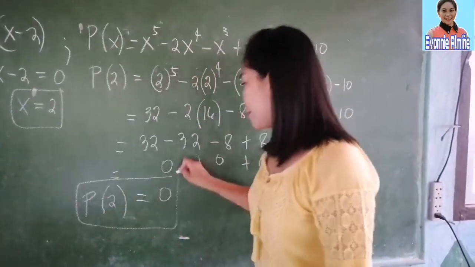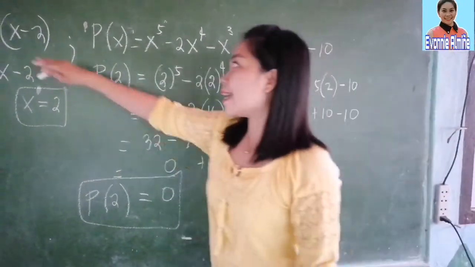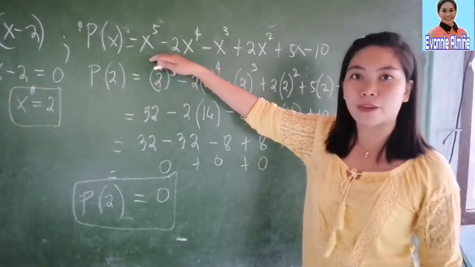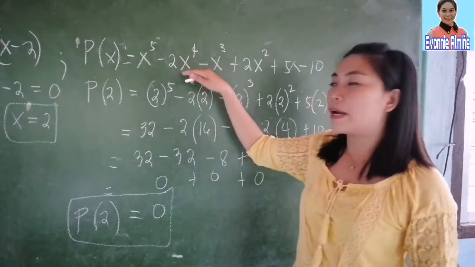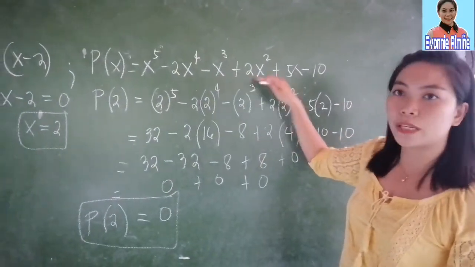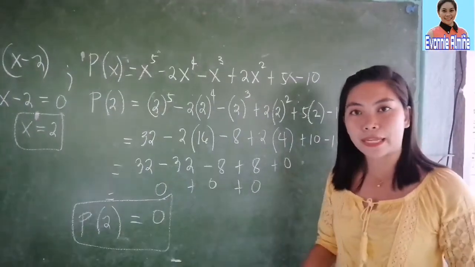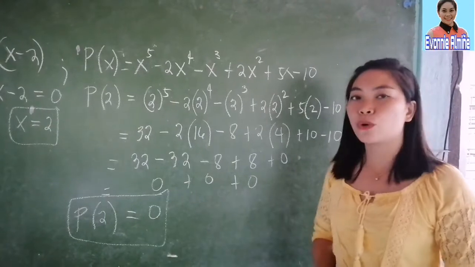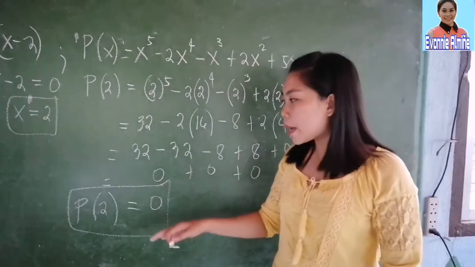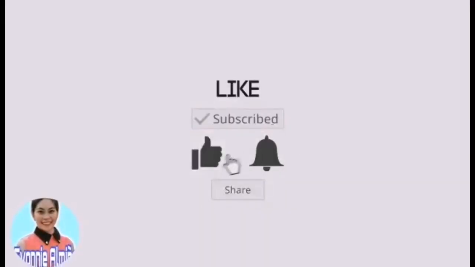Okay, ano po yung masasabi nyo? Since the remainder is equal to 0, of course, x minus 2 is a factor of P of x equals x raised to 5 minus 2x raised to 4 minus x cubed plus 2x squared plus 5x minus 10. So, ganun lang po kabilis at kadali po malaman kung yung binomial natin ay factor ng given polynomial kapag ang remainder ay 0.